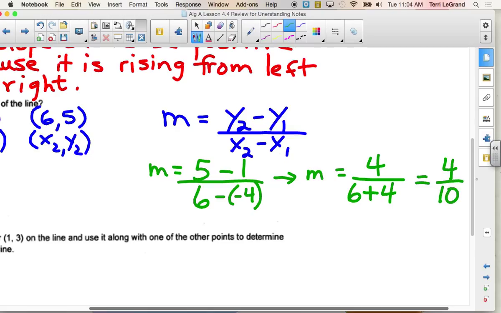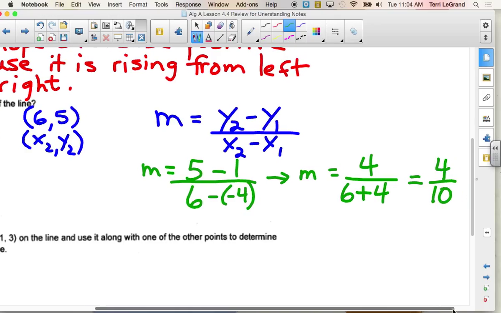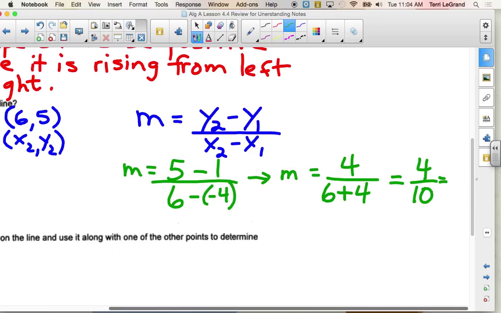How are you feeling about that? Should we leave our answer there? No. What are we going to do? Simplify down to 2/5. We're going to make it 2/5. Yeah, there's our slope right there, 2/5.